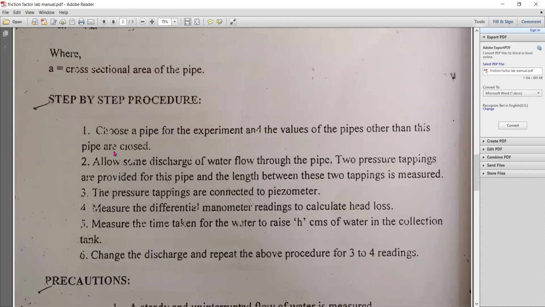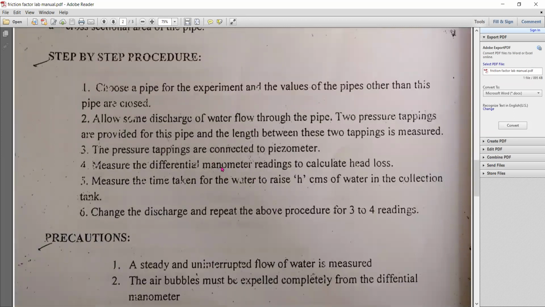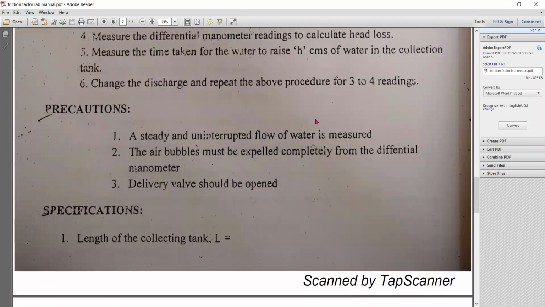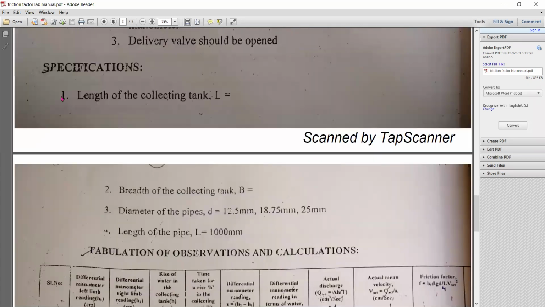Right. Next, this is the step-by-step procedure for conducting your experiment. You can read it. First, you choose any one of the three pipes. Then, through that pipe only, we need to allow the water to flow. Then you will measure the readings. Right. Those are the things which we need. Next, precautions. Water flow should be measured. The air bubbles should not be there. The delivery valve should be open.